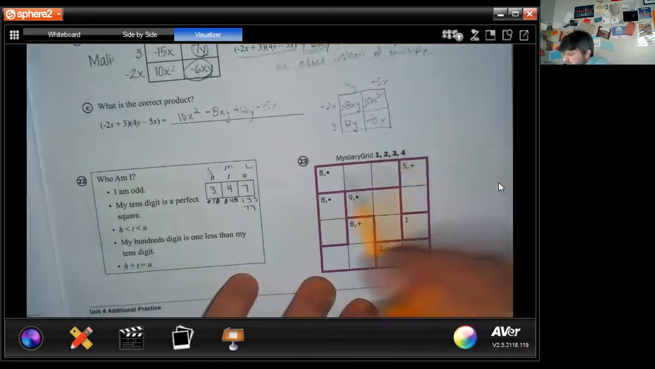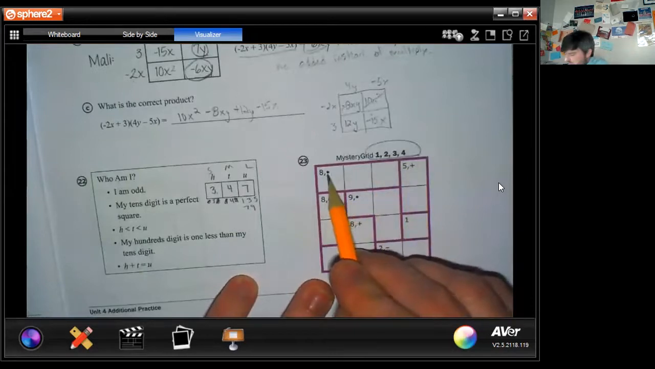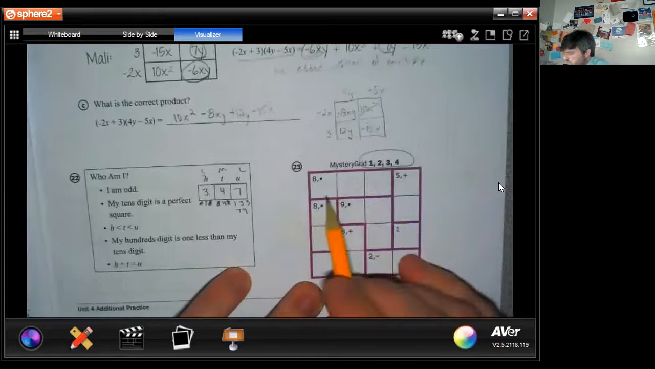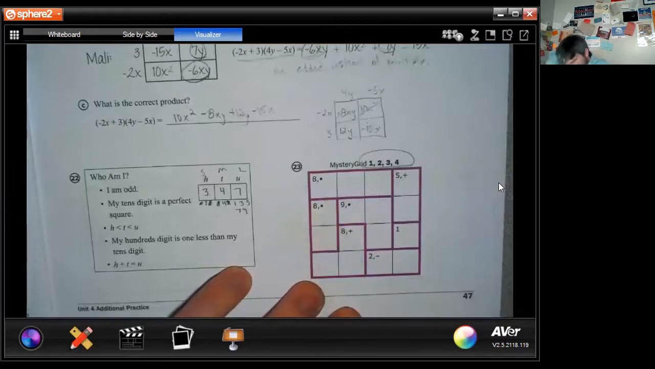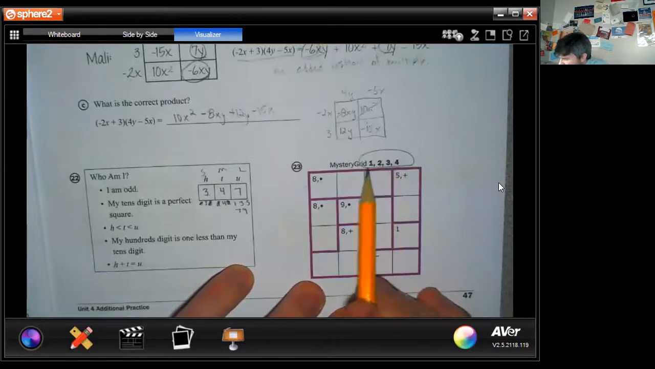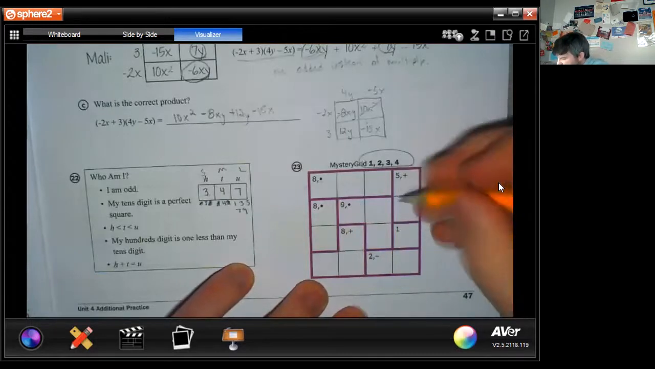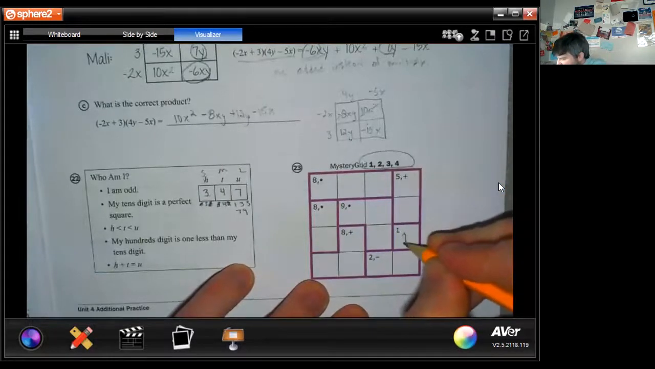Mystery grid, okay, I've got to use these 4 numbers. I have to do this operation to get this number. So right here, we're going to multiply to get 8. And the only way to do that would be 4 times 2 times 1. There's 3 numbers there. Okay, let's look at some smaller ones. This one has to be a 1.